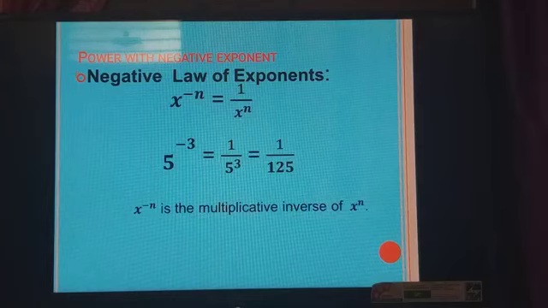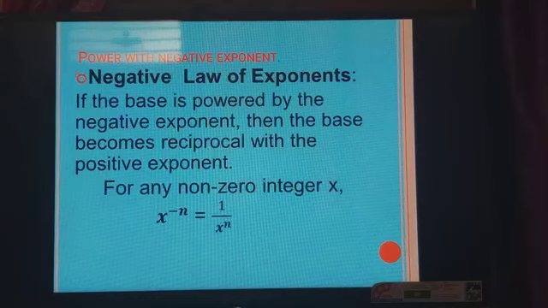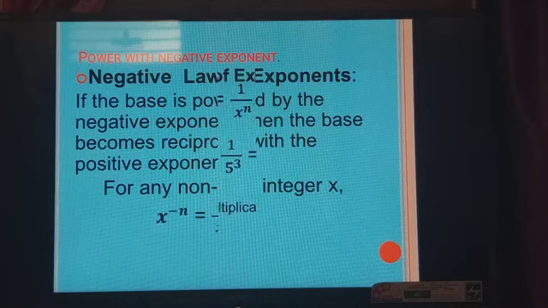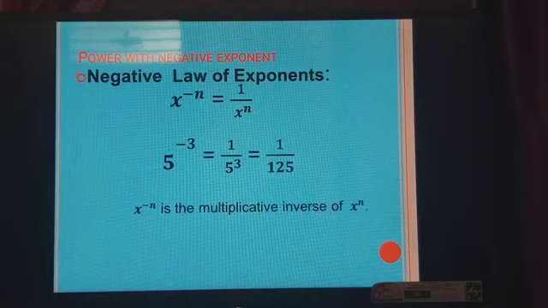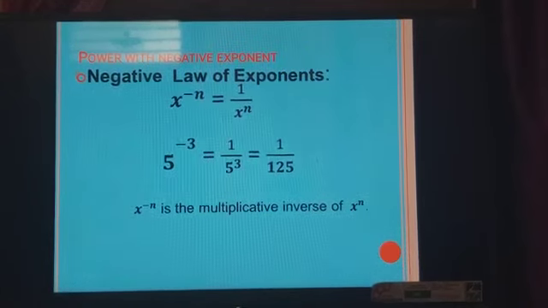That can easily be understood by this particular example. 5 raised to negative 3 means 1 upon 5 raised to positive 3. If the base is powered by the negative exponent, here negative n, then the base becomes reciprocal with the positive exponent. So easily we can calculate 5 raised to negative 3 is equal to 1 upon 5 raised to positive 3, that is 1 upon 125.